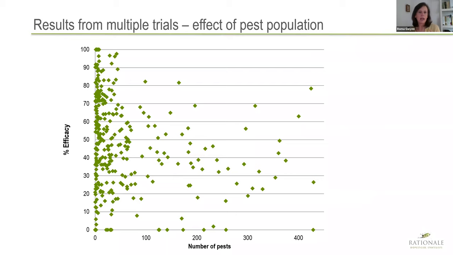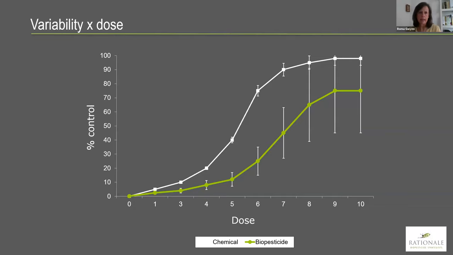You've got efficacy against the number of pests, and looking at the pest population, you have a wide scatter of data. But looking at the data in this way also gives us an indication, because I often hear people saying, oh, the product didn't work because the pest population was too high. And when you look at a graph like that, you think, actually, that's not a true statement. What's important is the rate of the population growth, not the size of the population. You need to change the thinking a little bit on that.